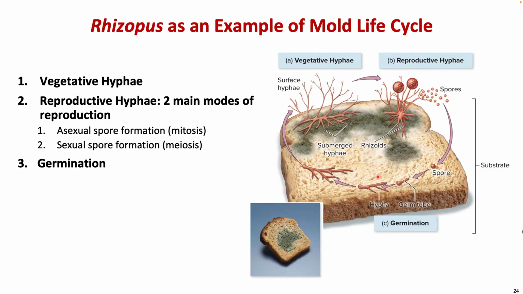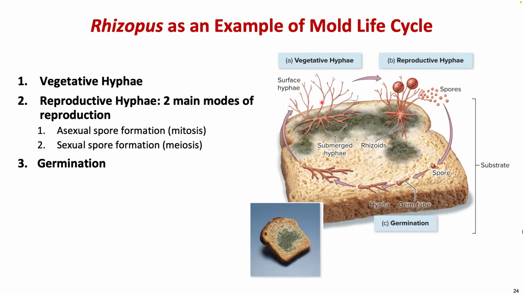So for example, this is your bread, and you have the mold on it, and the mold sheds its spores, and then the spores settle on other parts of the bread, and then they germinate and produce more hyphae. The hyphae then grow into more surface hyphae, and it also produces more spores. So that's the whole reproductive cycle of the mold that you see on your bread.